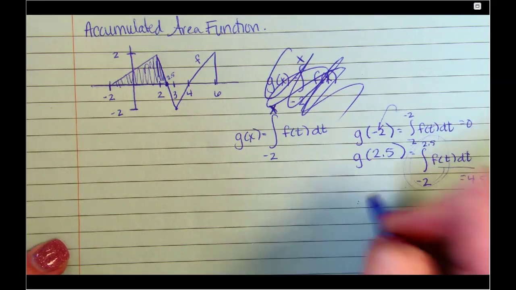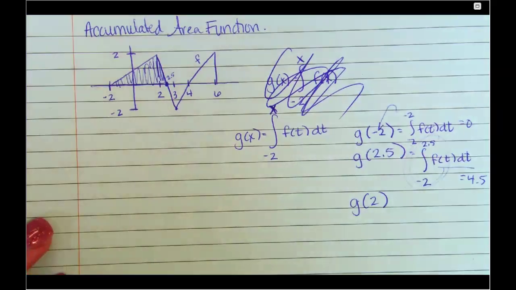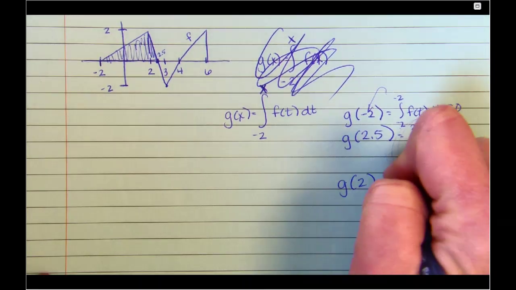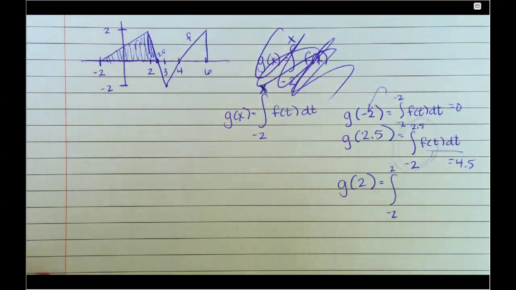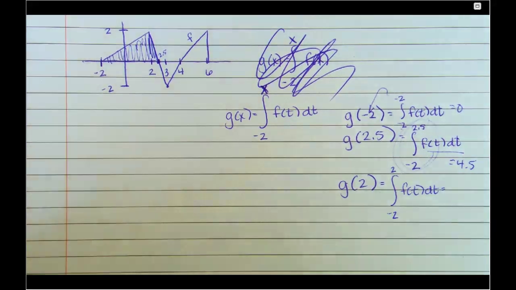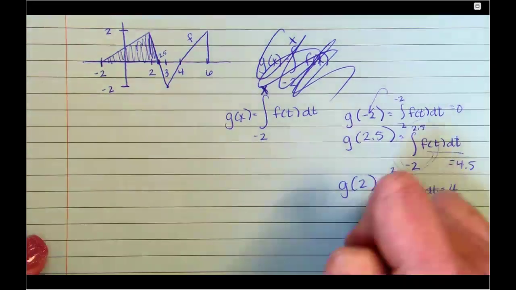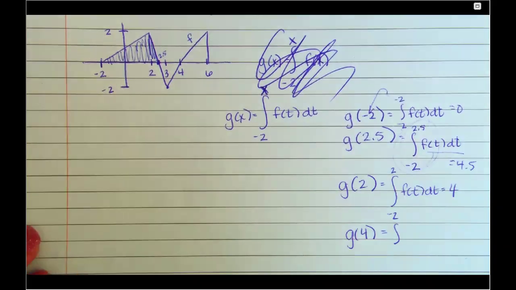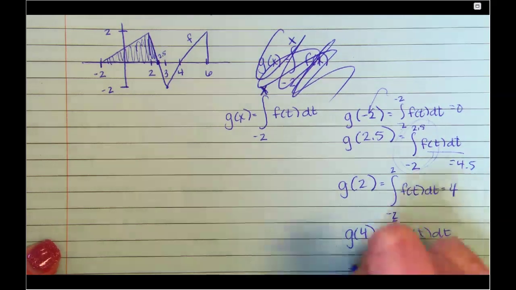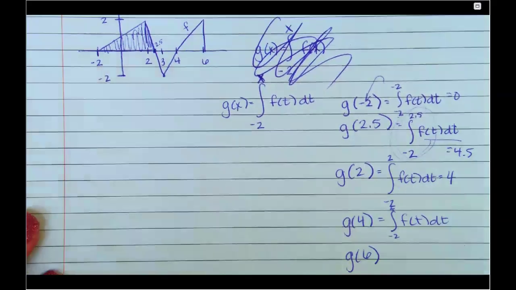Okay, so I could ask you, let's do g of 2. What's g of 2? 4. Okay. g of 4. Take a minute on that one. And then I also want you to find g of 6. Okay, g of 4 and then g of 6.